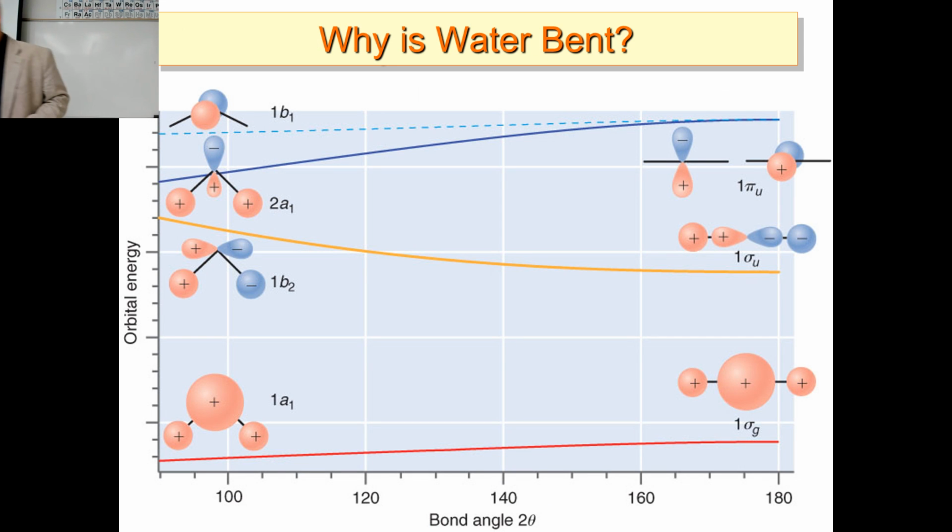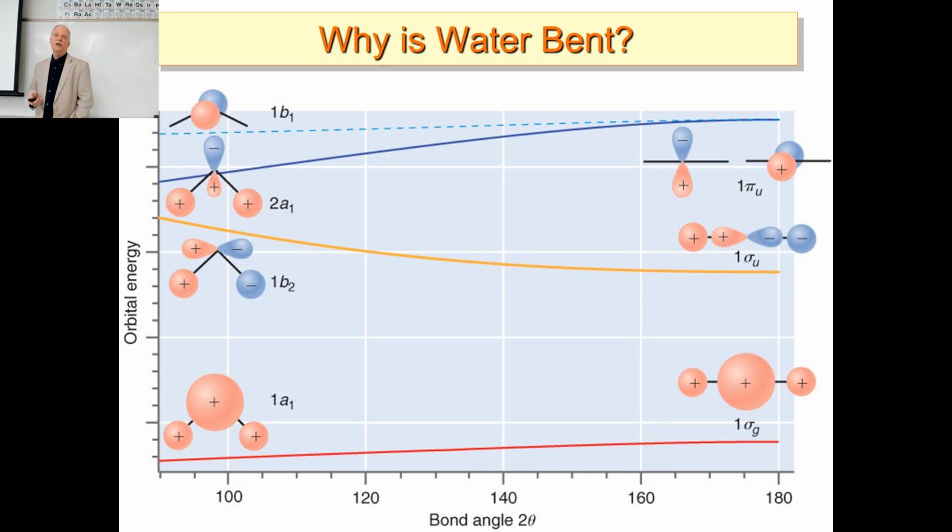Now for water, why isn't water linear? I mean, you could make linear water. But as you start to look at overlaps of these orbitals, you end up lowering the energy enough when you go over to the bent form of water, and you can see that. But what's the bond order on this?